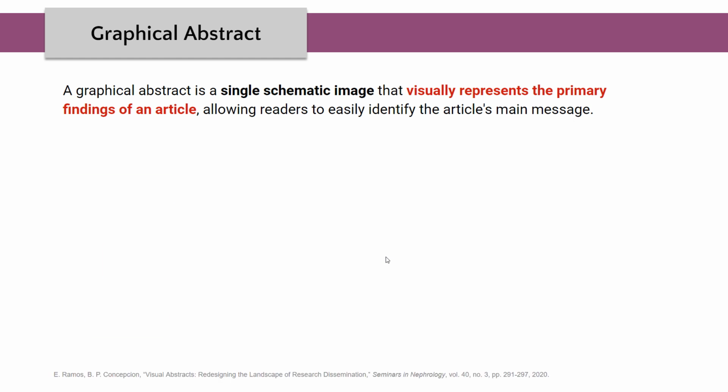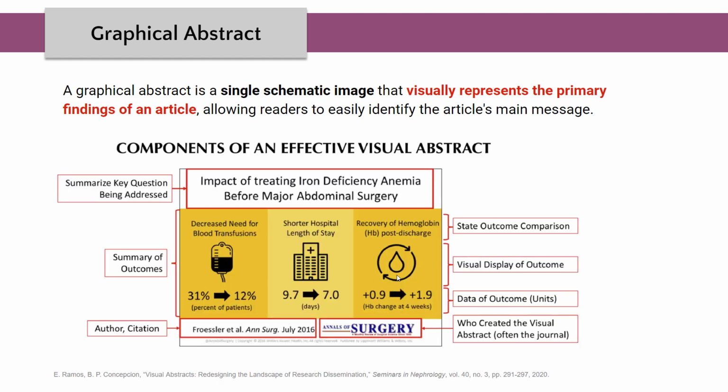Right? So for example, this is one such abstract from Annals of Surgery. The title is very clear: the key research question being addressed is clearly mentioned in the title. The summary of outcomes is given in very brief terms, like what was actually found, a visual representation is done, and the data is also visually shown. And the authors and how to cite this paper, what the journal name is, all these things are also mentioned.